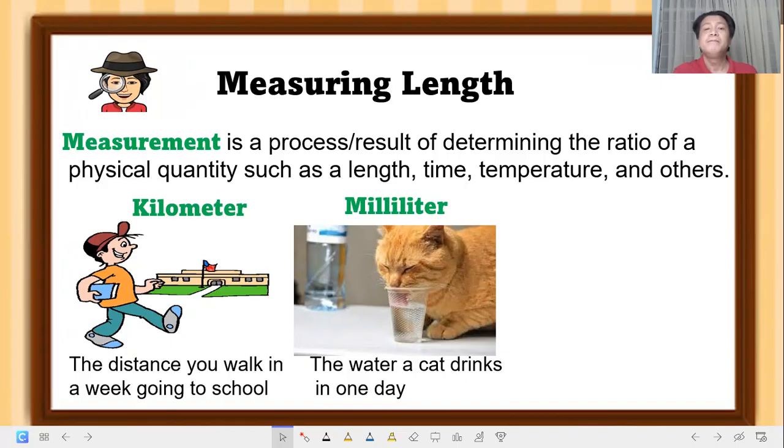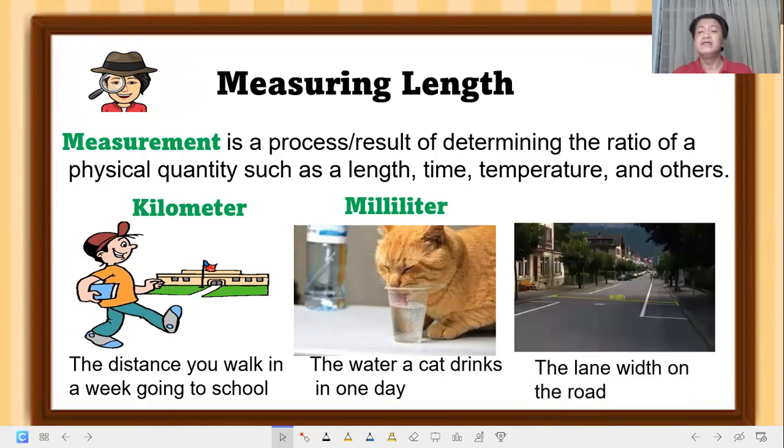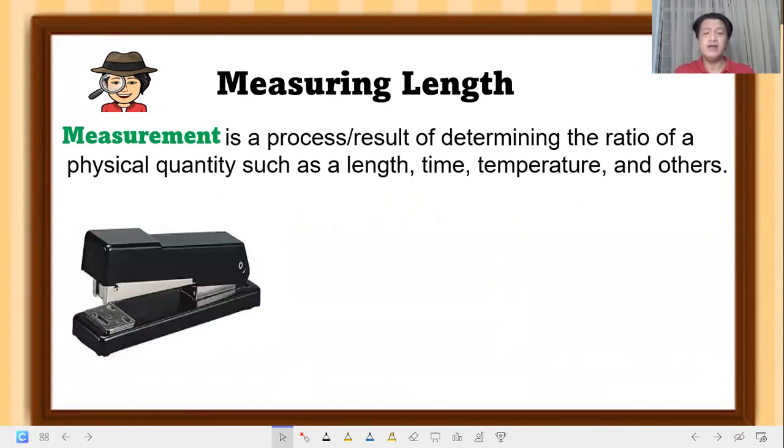Okay? And we have this, the lane width on the road. Okay, yung lapad ng kalsada. So we are going to use the meter. Yun yung mga appropriate unit for these given objects or things. Okay, and then we have this staple wire. This stapler. Okay, meaning to say we are using the inches.